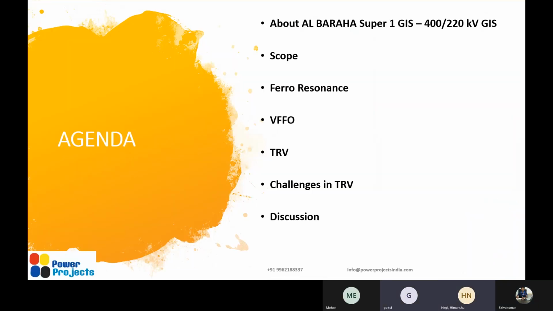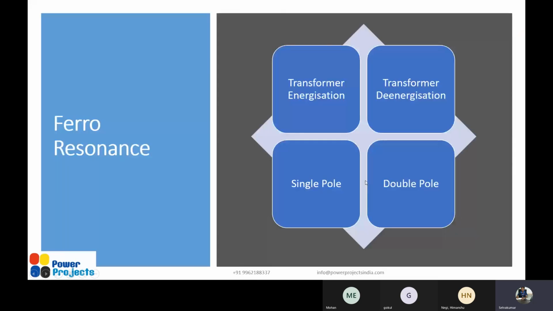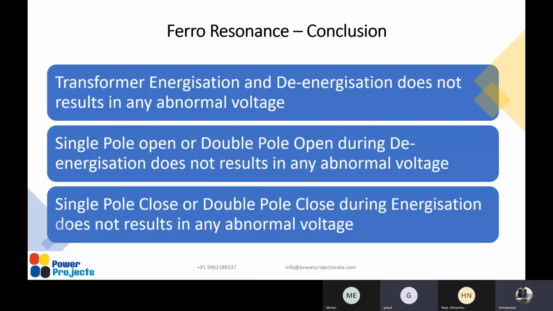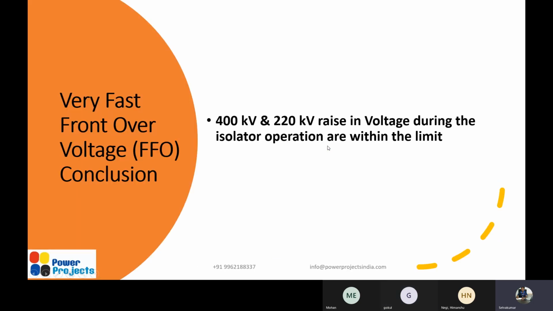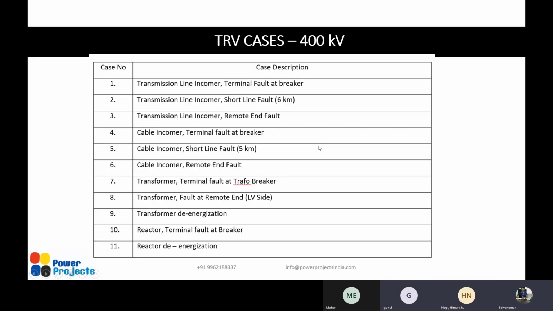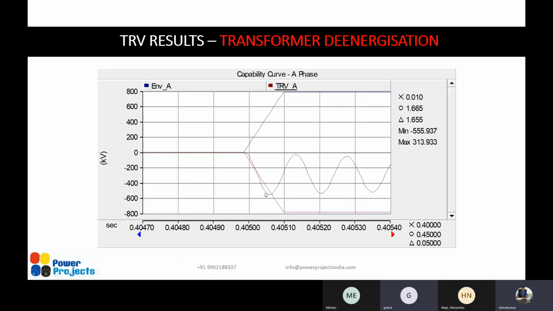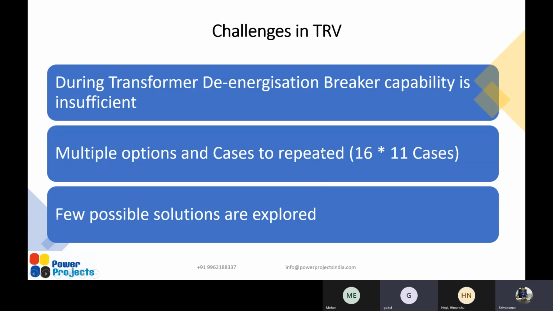Yes. So for VFFO and TRV, we have presented this for another network, like the same project you are doing. You might be aware of this other project. So what about ferro resonance, etc.? Okay, I'll come to ferro resonance a little later. VFFO is within the limit, right? And TRV is where the results exceed, correct? Yes.